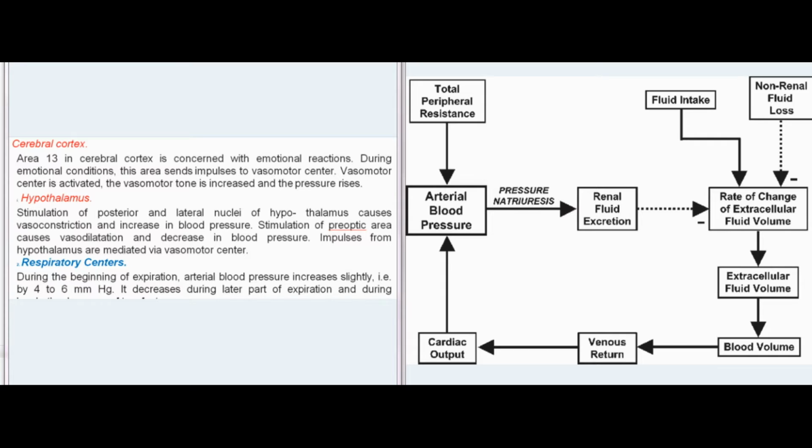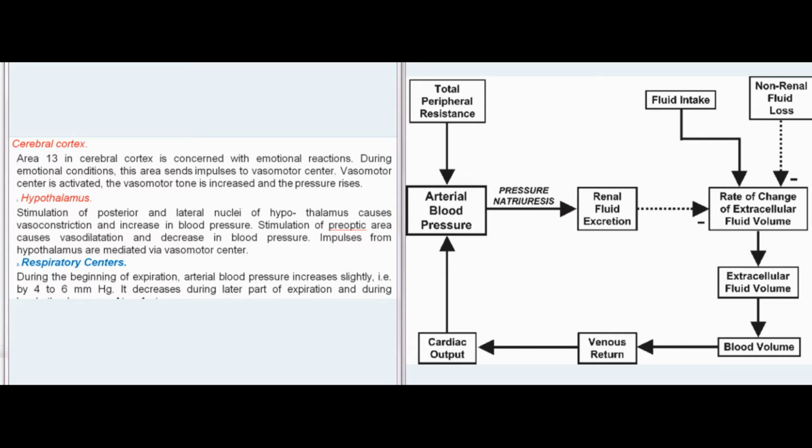Hypothalamus. Stimulation of posterior and lateral nuclei of hypothalamus causes vasoconstriction and increase in blood pressure. Stimulation of preoptic area causes vasodilatation and decrease in blood pressure. Impulses from hypothalamus are mediated via vasomotor center.